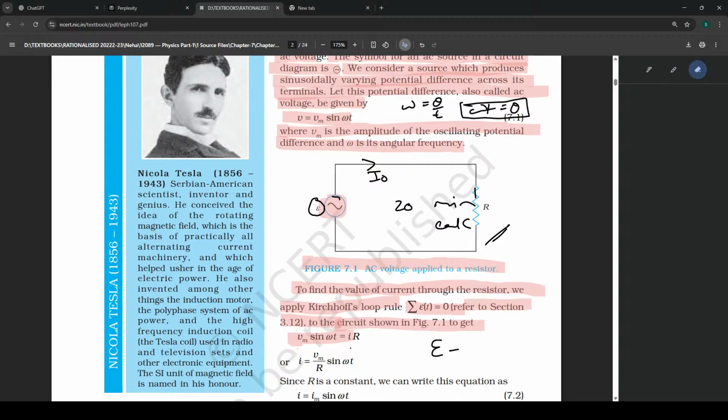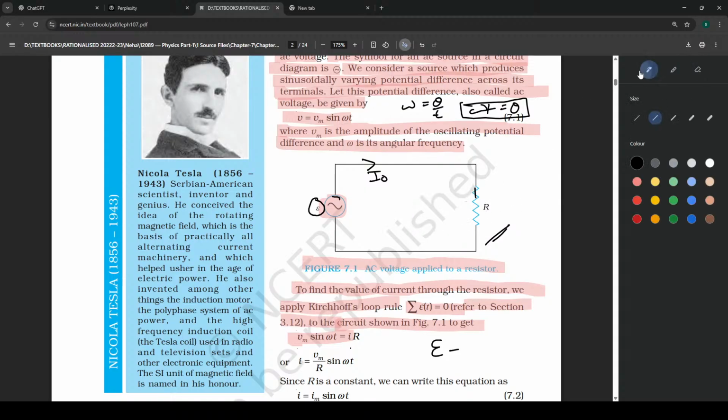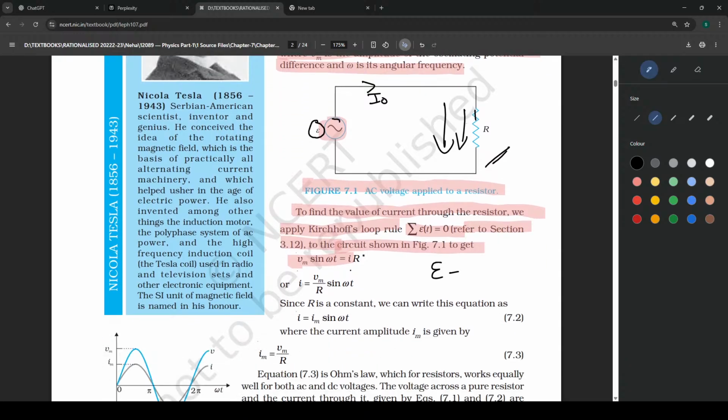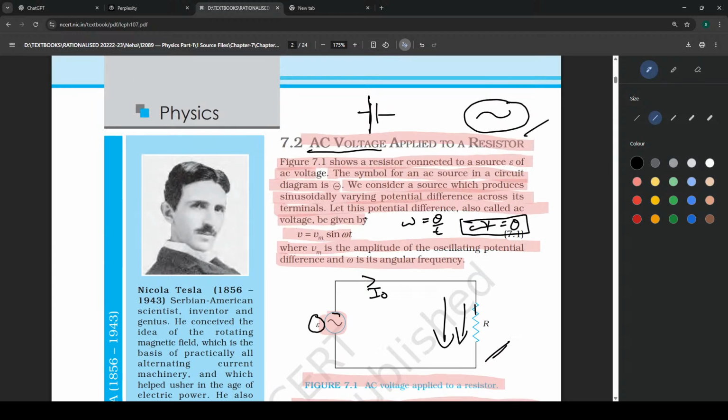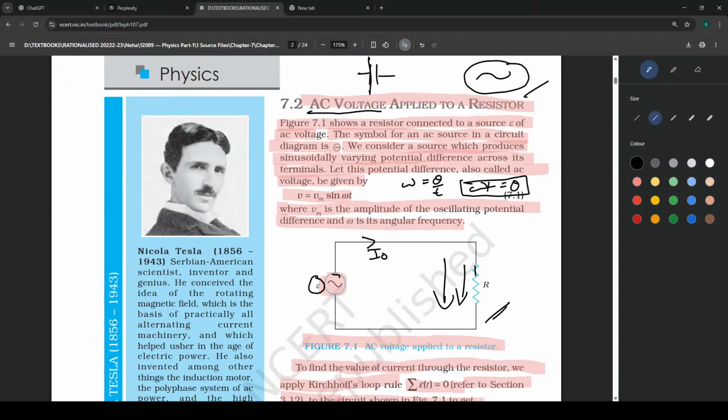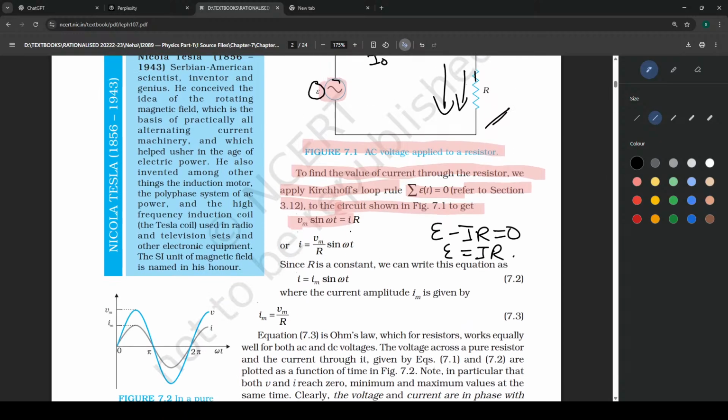If that was the case, then the current will be in this direction. Now let's take R direction also in this direction, and current direction in this direction. In case of a resistor, the potential will be minus IR, which will be equal to 0, and E equals IR. And from this equation, we know that the potential difference is E or V, which equals Vm sin omega t, that we substitute here in this equation. E value we substitute.